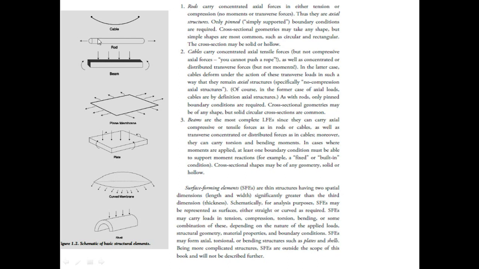So this is the cable, this is the FBD for a rod, this is the beams. So, the pictorial symbols. This is again a plate, a membrane. This is a plane membrane, and this is a plate. Okay, this is membrane, this is plate. Plate is 3D, this is 2D. This is a curved membrane, and this is your shell elements. Schematics of basic structural elements.